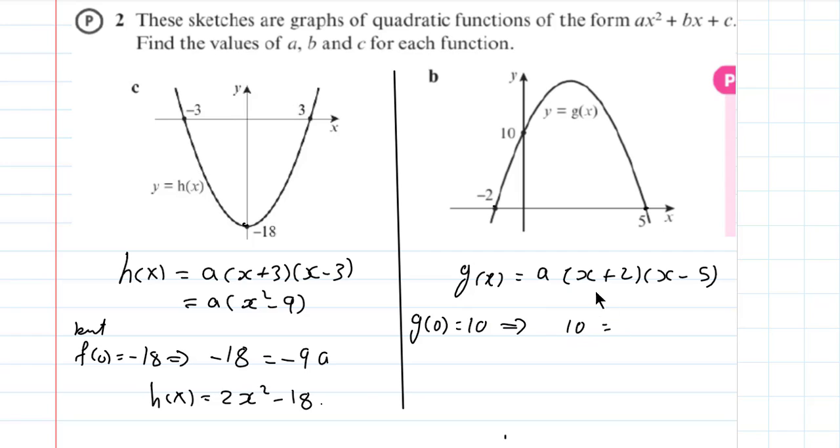10 equals, if x equals 0, this bracket will be 2. If x equals 0, this bracket will be negative 5, so negative 10a, and the value of a should be negative 1. So our function should be negative, and then expand these two brackets. X times x, it will be x squared, and then 2x, negative 5x, it will be negative 3x, and negative 10. So finally, it will be negative x squared plus 3x plus 10.